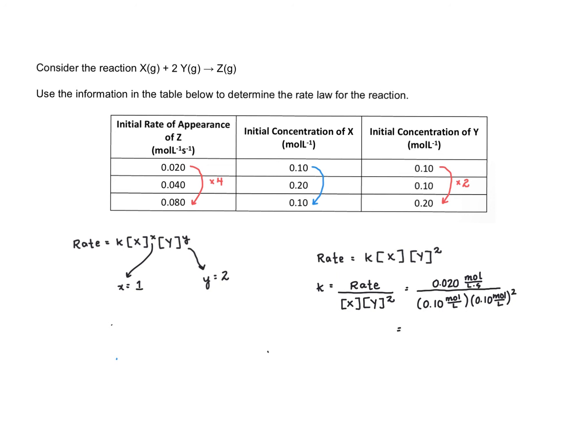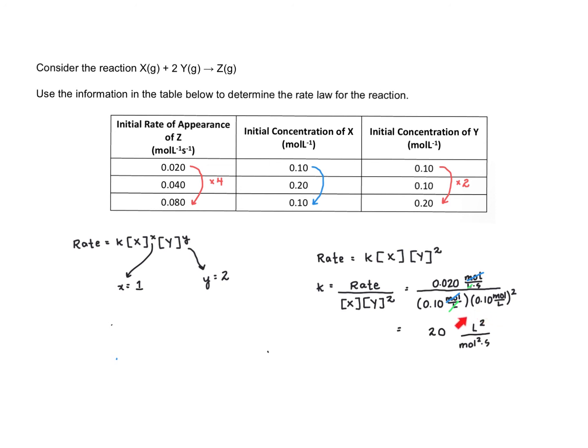If we look at our units, we will see that moles cancel here and liters cancel here. So the units of our rate constant should be liters squared, and that comes from the denominator here, liters squared, over moles squared times seconds. So liters squared here, moles squared here, and we have the seconds remaining from our rate. And we get a rate constant of 20 liters squared per mole squared per second.